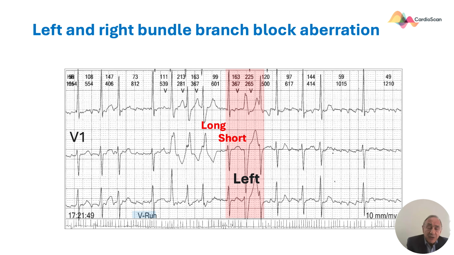But before this, we can see once again the long, short intervals and a right bundle branch block. And so one of the features of a left bundle branch block aberration is that it frequently occurs together with a right bundle branch block, and this is the way it helps us make that diagnosis.